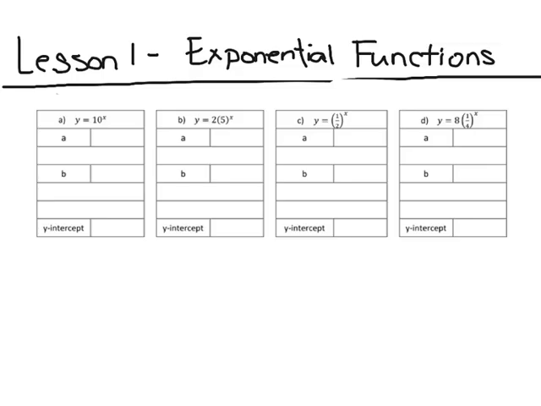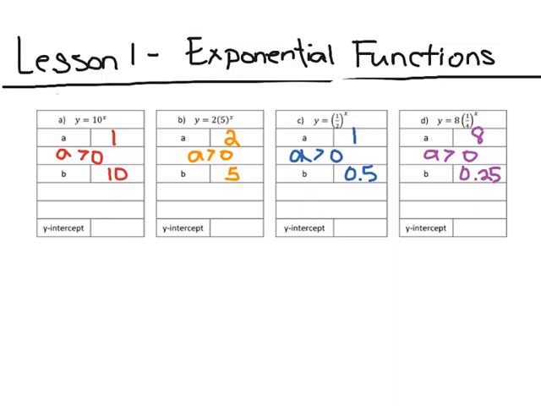So for this table at the bottom, our a value is 1, our b value is 10. Our a value is 2, our b value is 5. Our a value is 1, our b value is 0.5, and our a value is 8, and our b value is 0.25. For the first one, we know that a has to be greater than 0. For all of the ones that we will do in this class, a will be greater than 0. b also has to be greater than 0, but they're not exactly the same.